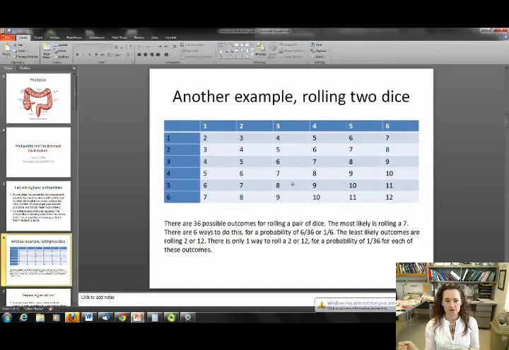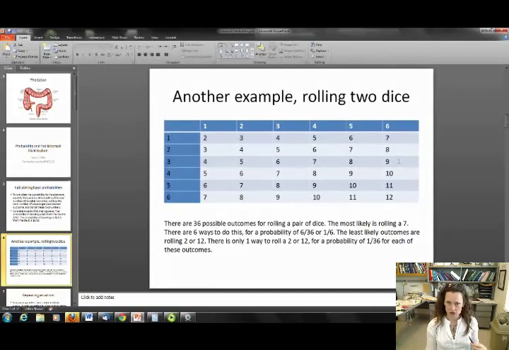If you look at it, the most likely event would be rolling a 7, okay? That happens along the diagonal of our matrix here. So there's 6 possible ways to roll a 7. There's 36 outcomes, so the probability of rolling a 7 is 6 out of 36, or 1/6. Of course, your least likely outcomes are rolling 2 1s to give you a 2, or rolling 2 6s to give you a 12, and there's only one way to do either of those things, so your probability for that is 1 out of 36.